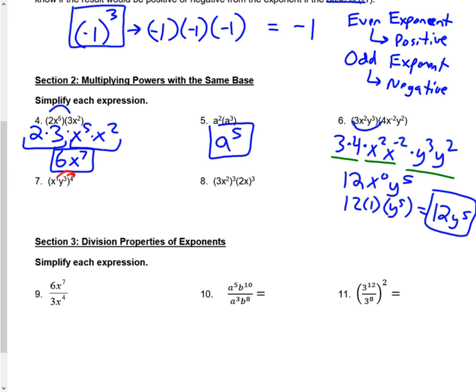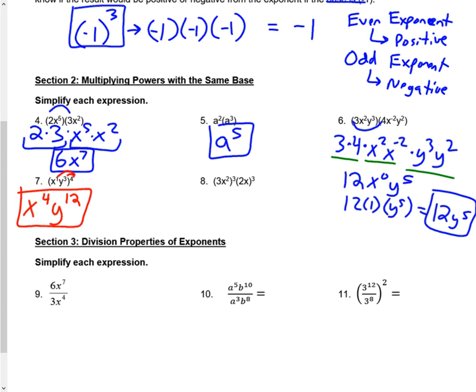So x to the first power, we do that 1 times the 4. So it'd be x to the 4th power. For the y, we do the exponent of 3 times 4, so it'd be y to the 12th power. And that is our simplified result.